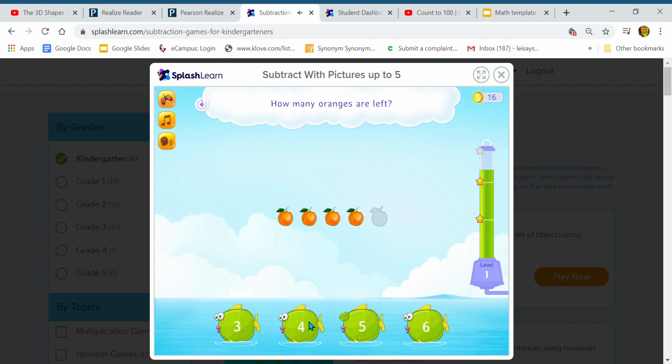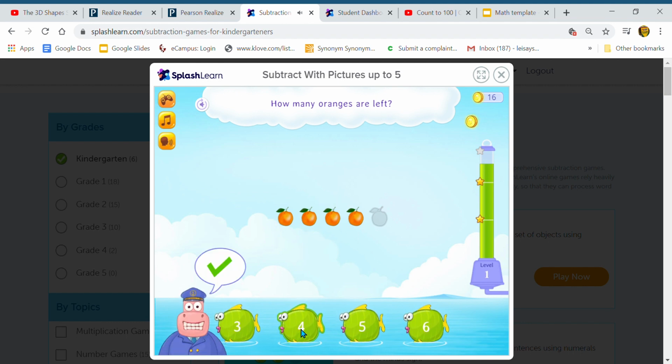Okay, this will be our last one, and then we'll move on to our lesson. So we have 1, 2, 3, 4, 5 oranges all together at first. So show me 5 fingers. Now take away, subtract, or hide one of those fingers. Just put one of those fingers down. How many fingers are still up? Yep, go ahead and count them. How many are left? 4.